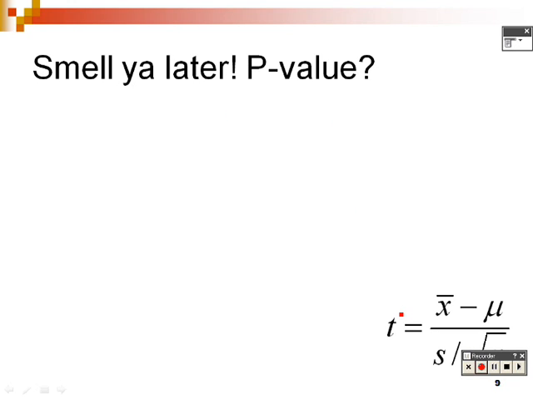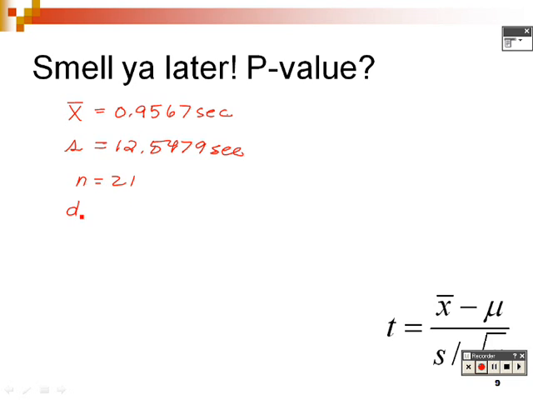Now let's calculate our p-value. So we put all the data into the calculator. You don't need to for this one. And we get 9.567 seconds. So it is positive. But we got this really large sample standard deviation of 12.5479 seconds. And our number of samples is 21, which means our degrees of freedom is not going to be 21, it's going to be 1 less than 21, which gives us 20.